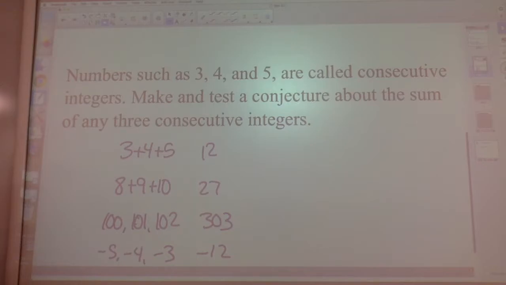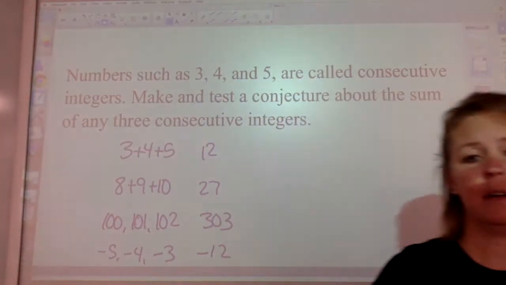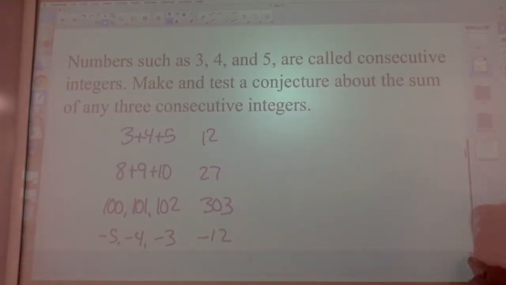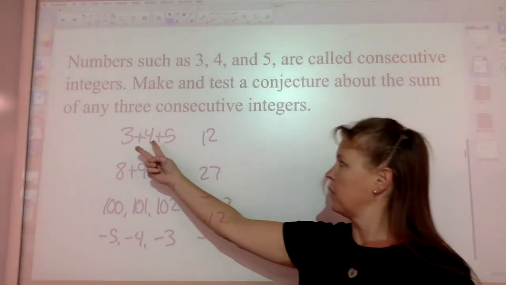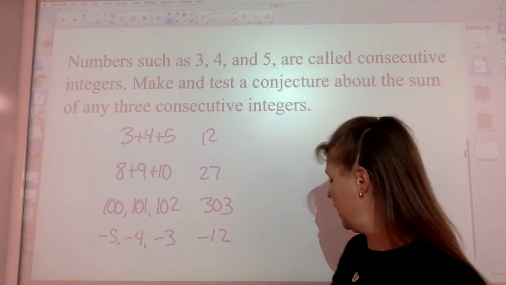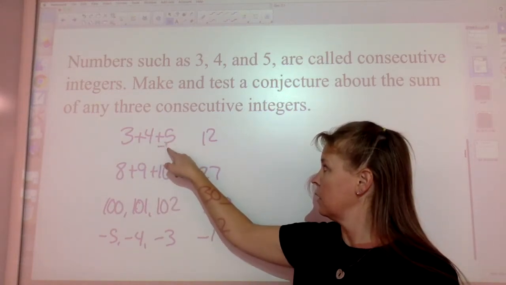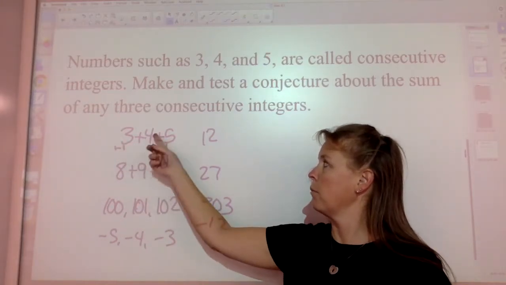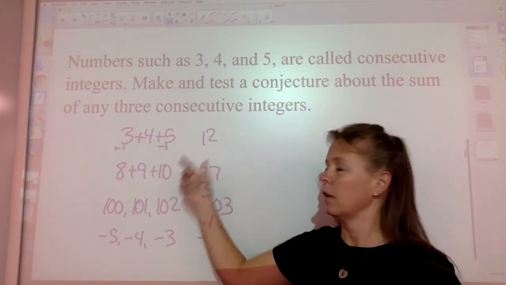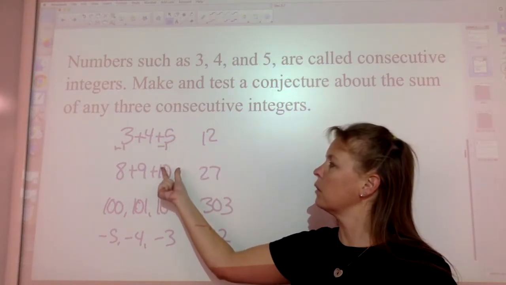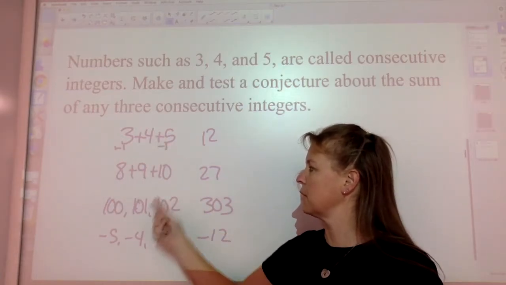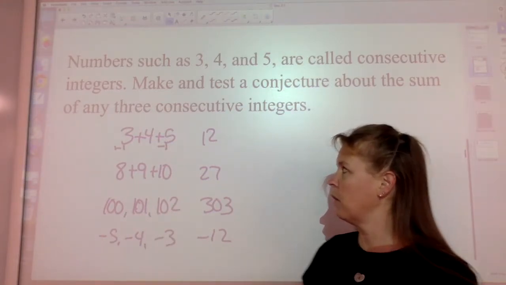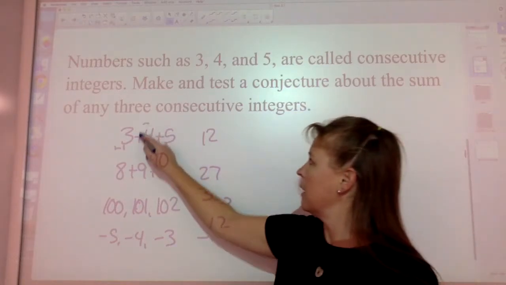Make and test a conjecture about the sum of any 3 consecutive integers. I don't know if you can see or recognize any kind of pattern, but this is the kind of thing we're looking for today. As you look at it, take a look at the middle number. There's 3 numbers, 3, 4, and 5. If I took one from the 5 and put it over on the 3, we would have 4 plus 4 plus 4, which is 12. If you take the big number, just borrow one and put it over on the smaller number, we'd have 9 plus 9 plus 9, 101 plus 101 plus 101, -4 plus -4 plus -4.